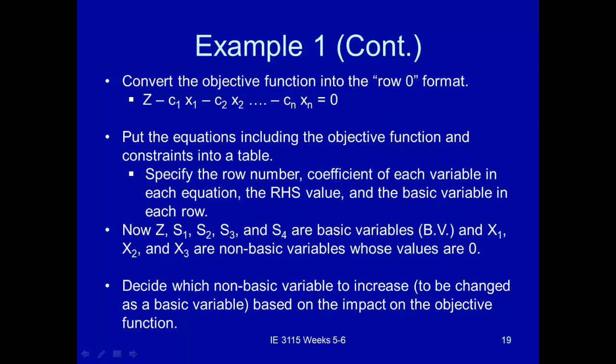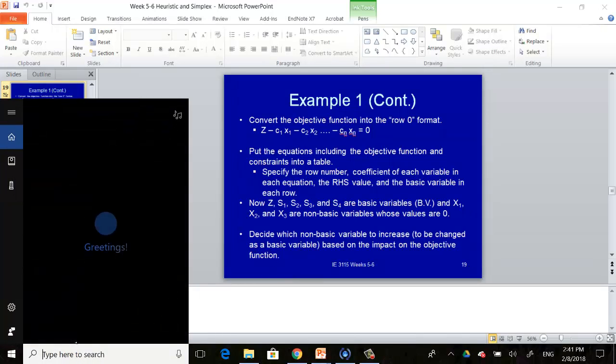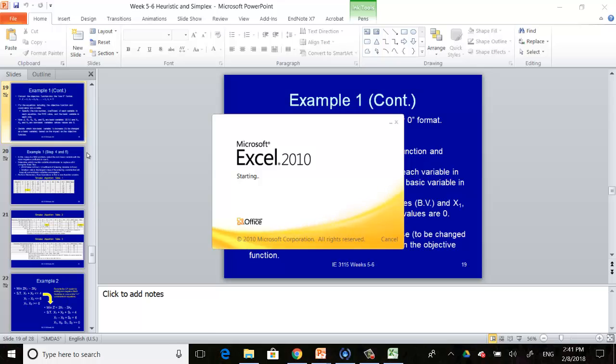And we're going to decide which non-basic variables, so the x1, 2, 3, to increase or change to be a basic variable, so its value will increase from 0 to a higher value based on the impact on the objective function. Okay, so now I'm going to go to Excel. We used to just draw on the board, but I think we'll save some time using Excel. Plus, I don't draw really straight on the board, so Excel helps me.